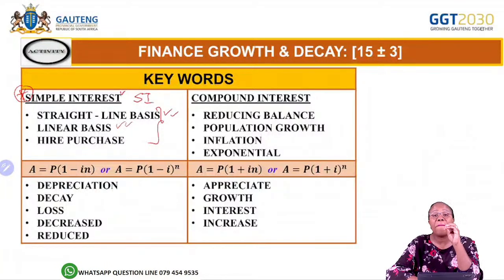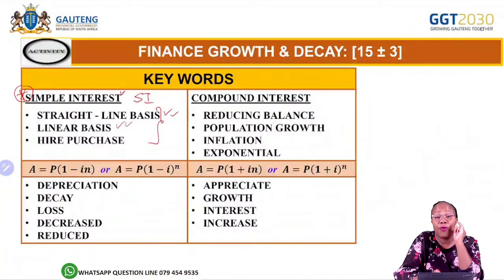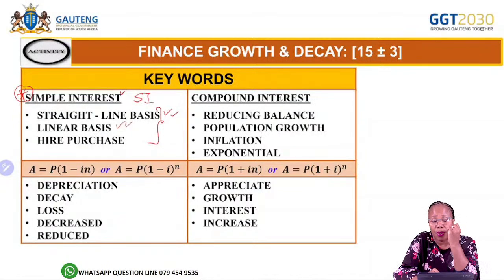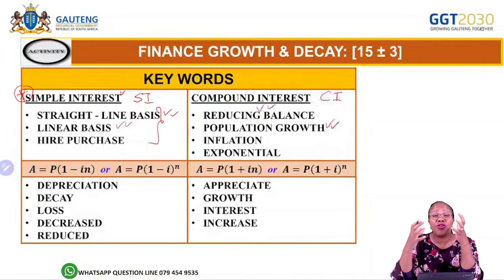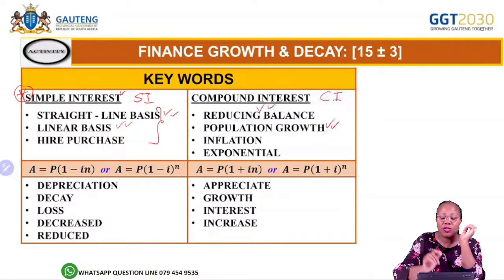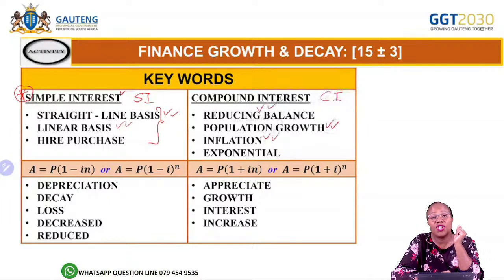And then with the compound interest, in order to select the compound interest formula, you must look for the word that is directing you: compound interest, or look for CI, the abbreviation of compound interest. Look for the words reducing balance, or check for population growth. The minute they talk of a population of a certain nation and so forth, you must know that is a compound interest calculation. And then they can take the inflation of our country and so forth. You must know that you need to apply the compound interest formula.